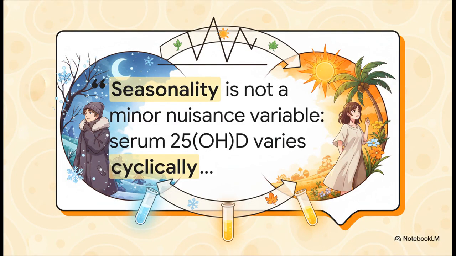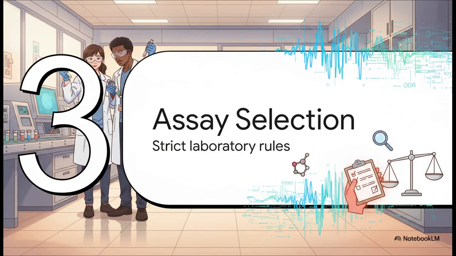I really want to highlight this quote directly from the source material because it's absolutely crucial. Seasonality is not a minor nuisance variable. Serum 25-OHD follows a cyclical, lagged seasonal pattern. It peaks in late summer and hits its lowest point in late winter. If you fail to record the date and the season of your blood draws, you are critically undermining your entire study. Think about it. A winter sample and a summer sample from the exact same patient will look like two entirely different people.